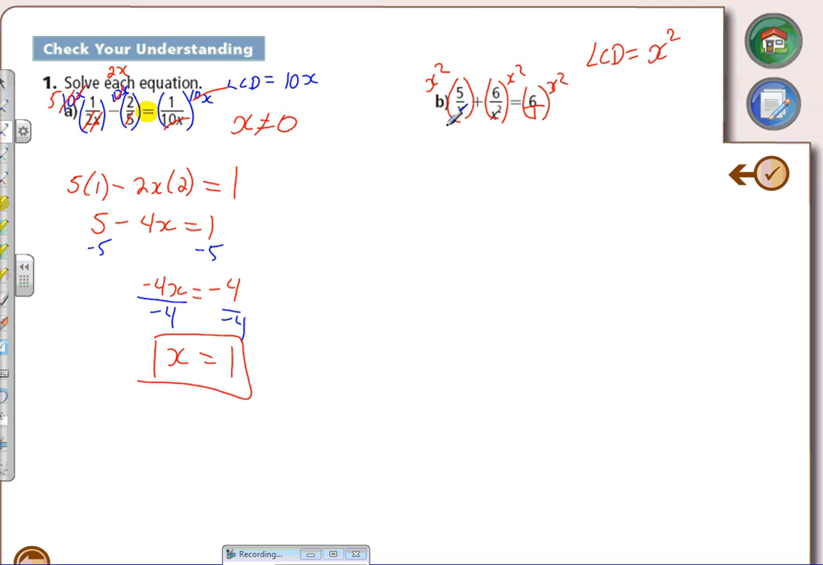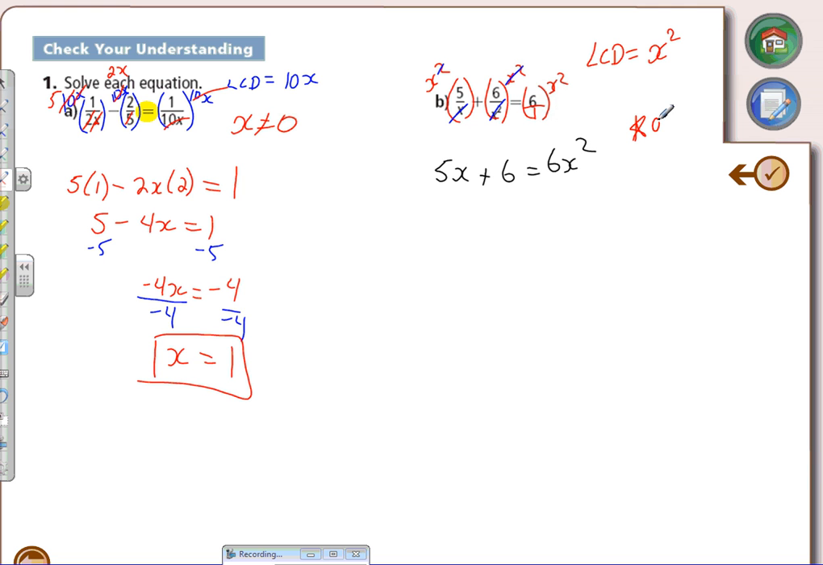X squared over x gives me just x. X squared over x squared, cancels gone, and this one still stays. So we've got left here with 5 times the x, 5x, plus 6 times 1, so it's just 6, equals 6 times the x squared, 6x squared. We have an x squared. Anytime you get a quadratic, it means the x squared, quadratic.